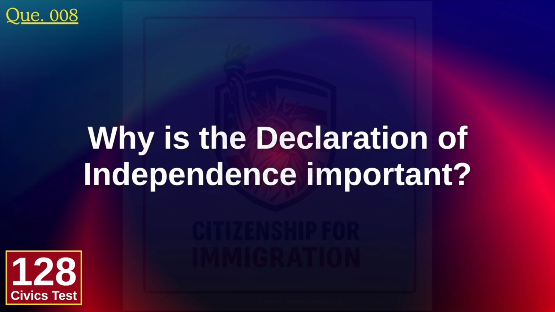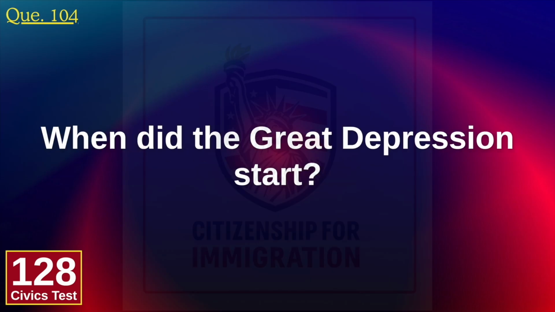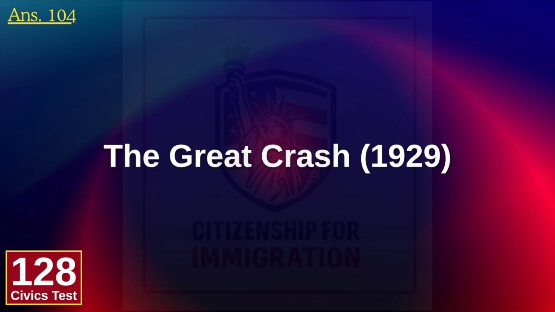Why is the Declaration of Independence important? It says America is free from British control. When did the Great Depression start? The Great Crash, 1929.